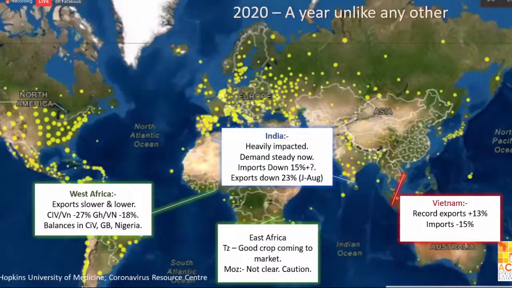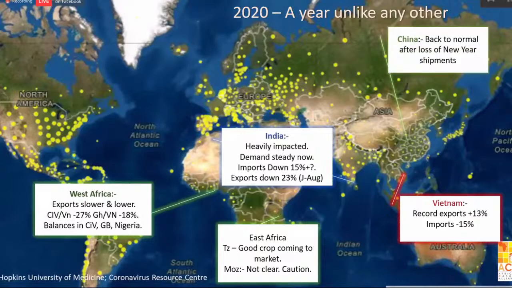Exports are down from most countries. There are some exceptions. Benin, for example, has essentially exported and managed its entire crop. This has left some balances of RCN in countries like Cote d'Ivoire, certainly in Guinea-Bissau and probably in Nigeria too. In East Africa, the crop is just beginning. There's a good crop forecast for Tanzania, and I'll talk a little bit about Mozambique later, but a very high crop forecast, but frankly a situation which is far from clear.